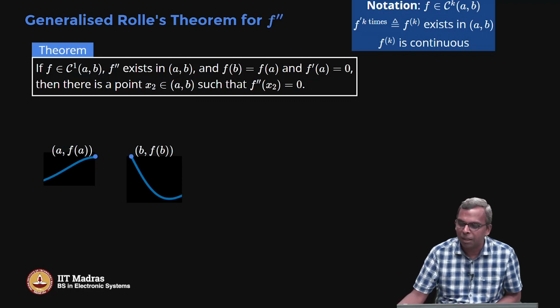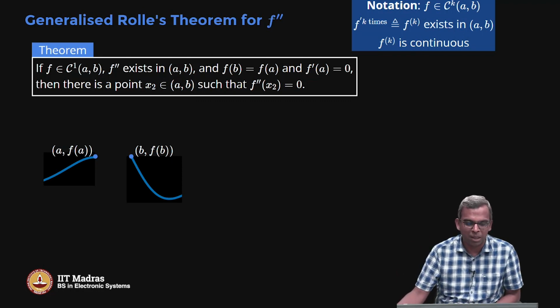Okay, so I need a little bit of notation just to make sure that I don't have to keep repeating this over and over again. This is very common notation called C^k of (a, b). What is C^k of (a, b)? It means that f is differentiable k times. Okay, f is differentiable k times, as in f^(k) exists in (a, b).